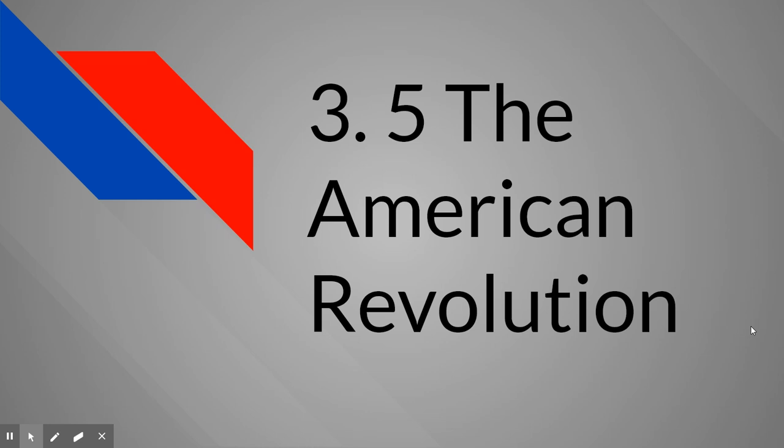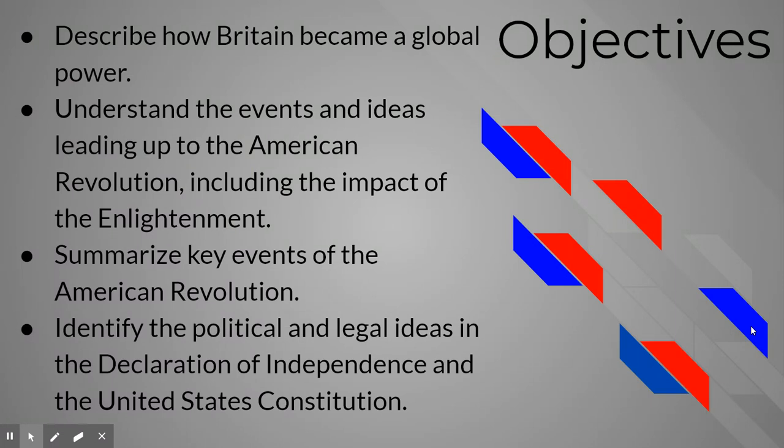So this lecture is going to cover the American Revolution, topic 3.5 in your book. With your reading and with this lecture, you should be able to do what these objectives state. We're going to focus mostly on the Enlightenment in this lecture and its connections to the American Revolution and the new American government that came out of the Enlightenment.